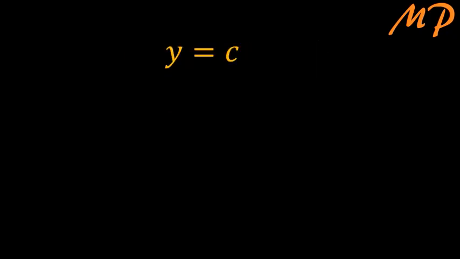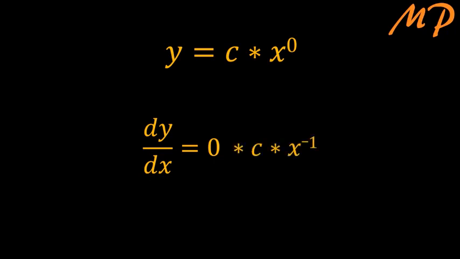In case you have an equation which is just y equal to some constant c, then dy by dx will be 0. This is because you can think of the equation as y is equal to c times x to the power of 0. After using differentiation, the constant c will end up being multiplied by a 0, so that means that dy by dx will also end up as 0.